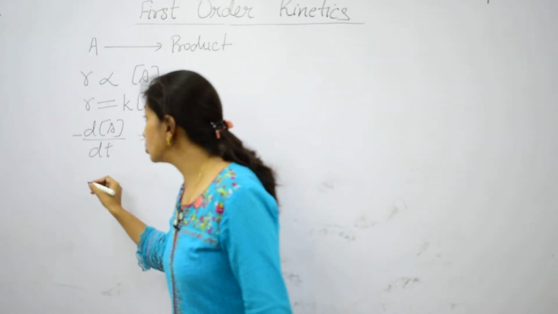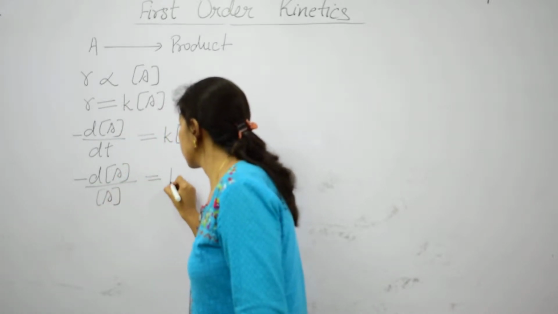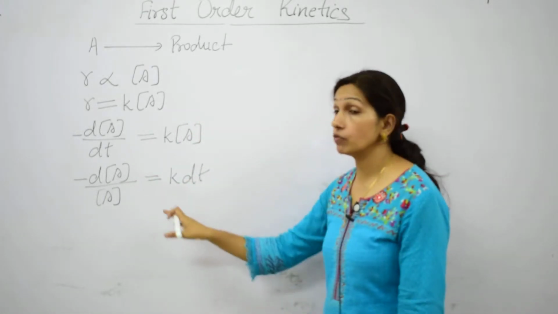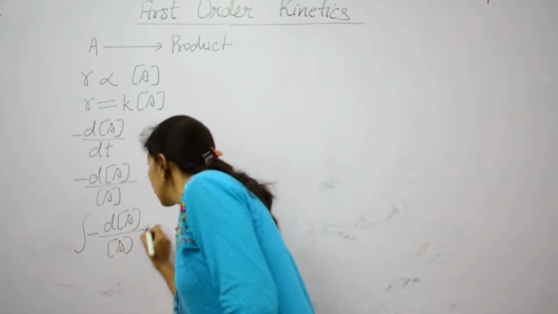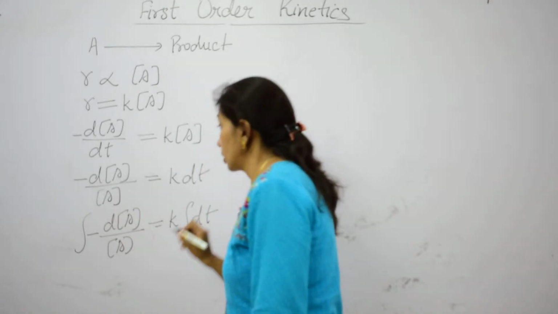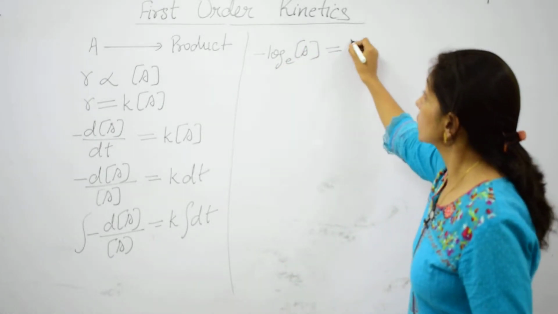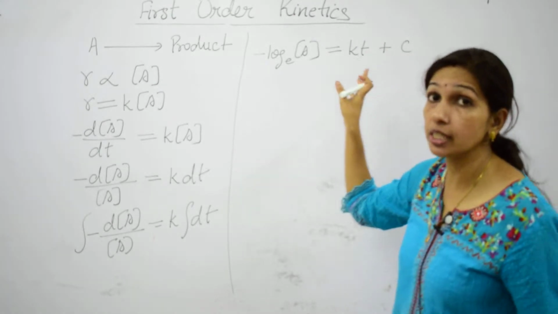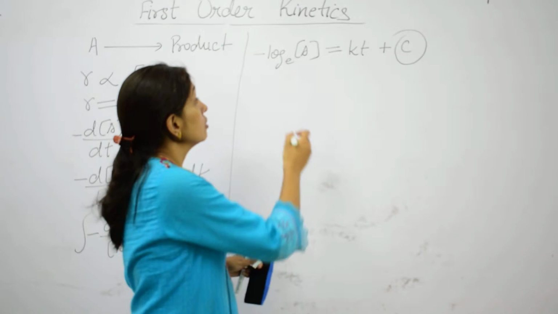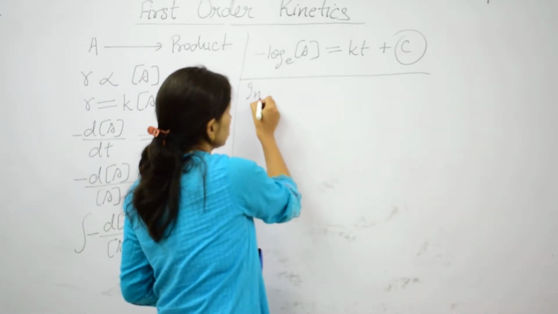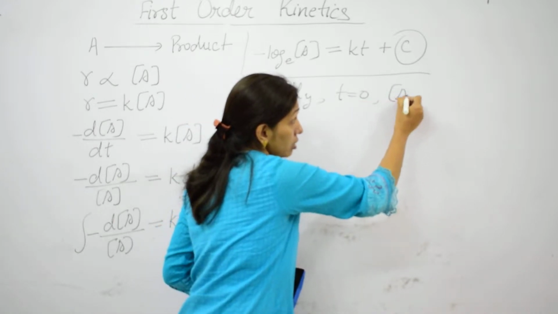Now, if we integrate this equation with respect to A, we will get minus log base E A is equal to Kt plus constant of integration that we can take C. Now, to find out the value of this constant of integration, we can take the initial condition where at time t equal to 0, the concentration of A was A naught.